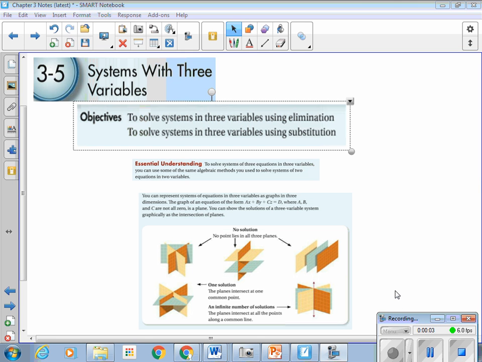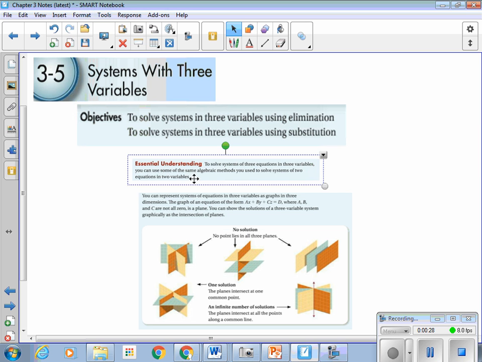All right, so this is your note for 3-5, systems with 3 variables. That's right, z is in the house. We're adding z to x and y, making it 3. We are going to solve systems in 3 variables using elimination and solve systems in 3 variables using substitution.